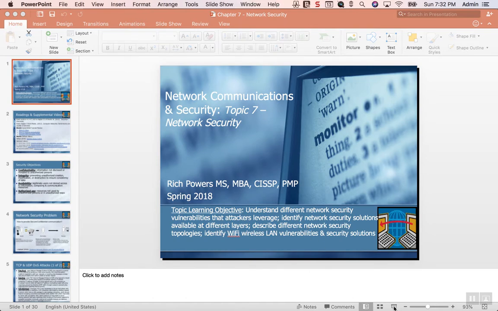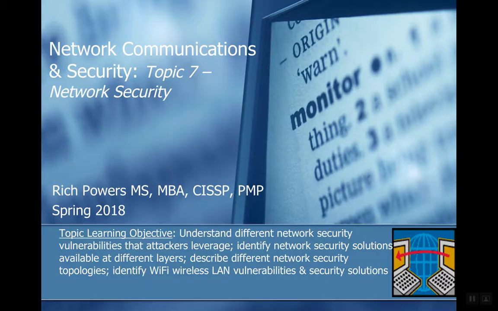Okay, so let's talk a bit about topic 7, network security. Some of the things we're going to be talking about in here are different kinds of network security vulnerabilities, ways to identify different solutions to those vulnerabilities that can be applied at different layers, different network security topologies, and specifically some stuff dealing with Wi-Fi wireless LAN vulnerabilities and solutions.